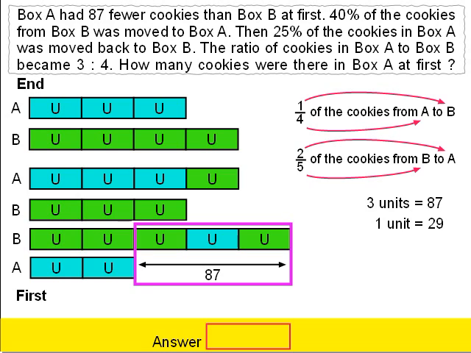And the question is how many cookies were there in box A at first. So we look at the model for box A at first. It had 2 units. So box A at first, 2 units is equal to 29 multiplied by 2. That gives us 58. So the answer to this question is there were 58 cookies in box A at first.